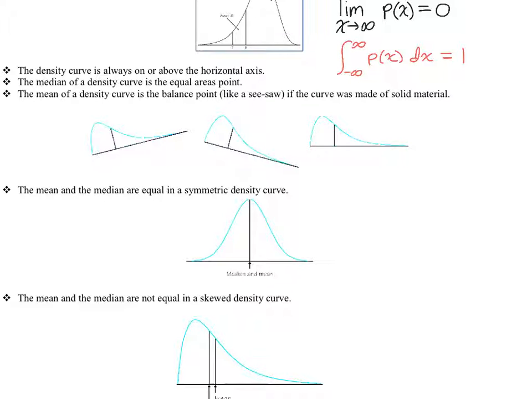All right. The mean of a density curve is the balance point. All right. So kind of like a seesaw. If this were a solid material, obviously this side would be the heavy side, right? So the mean would be where you would put the, what's the science word? Is it a fulcrum? Fulcrum, yeah. Okay, thank you. Where would you put the fulcrum so that it would be completely balanced? All right, that's how you're going to visually identify the mean.